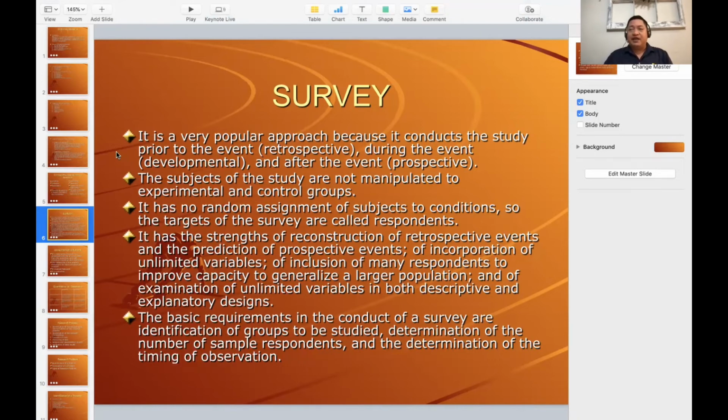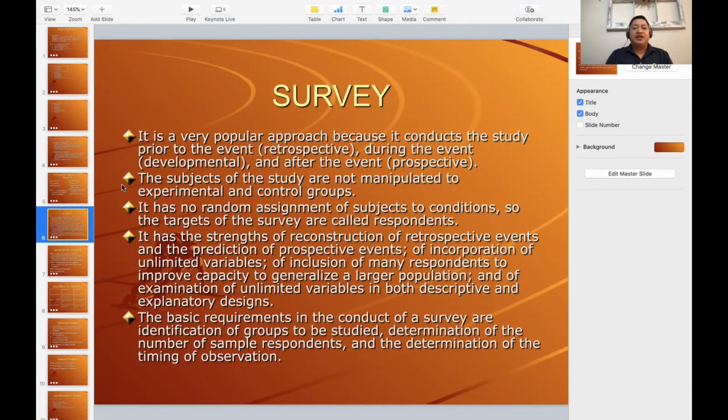So you know who won already, even before the Commission on Elections will declare who's the winner. So what is an exit poll? An exit survey. After the voters went out and voted for their candidates, you will survey them. Who did you vote for as president, as vice president, as senators or congressmen, as mayors or vice mayors? So that is an exit survey, after the event, or prospective.